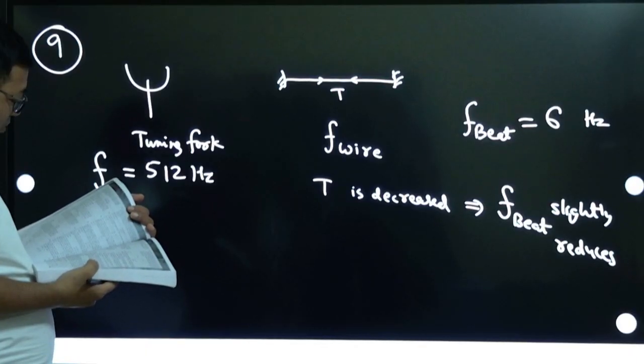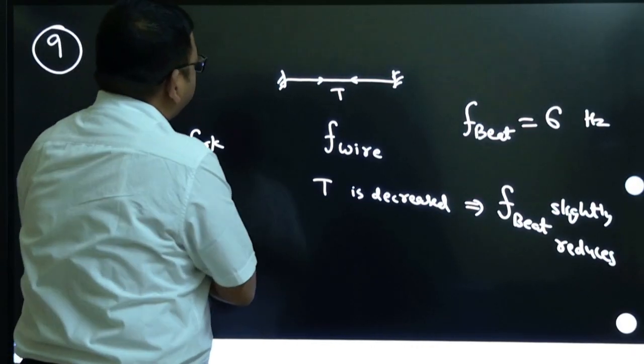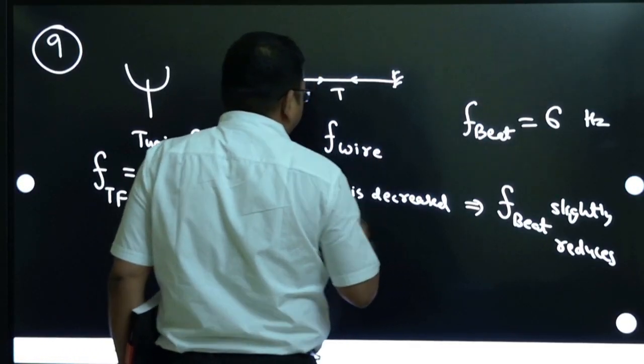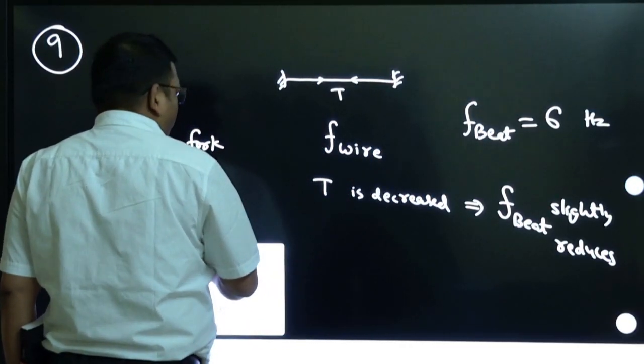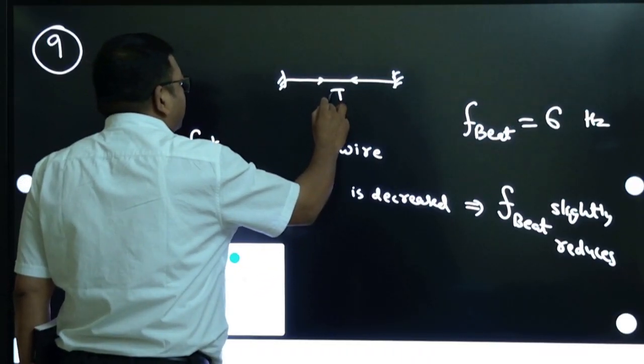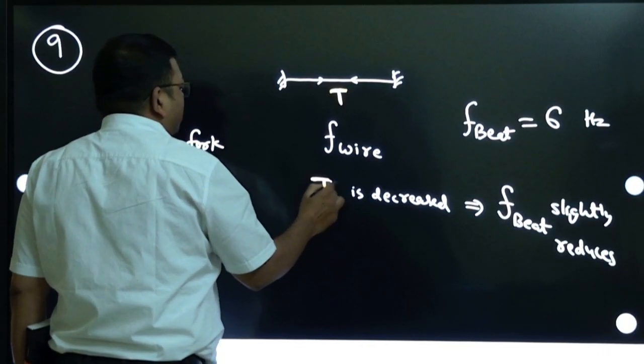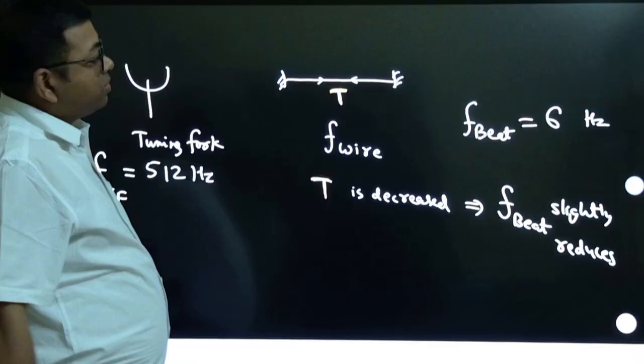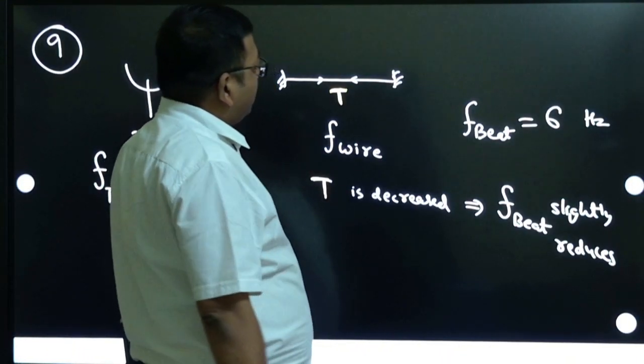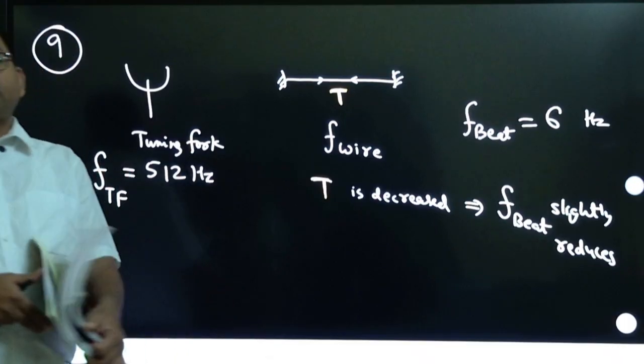Beat frequency, the original frequency of vibration of a string: what is the original frequency of the wire? When tension was T, now tension has become smaller, right? So this tension is decreased, so now the beat frequency is different. Previously the beat frequency was 6 hertz.